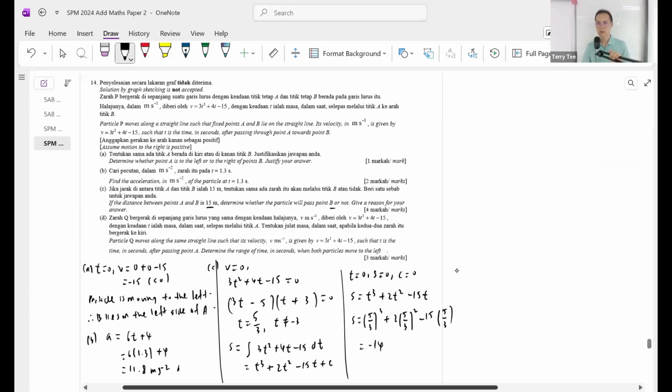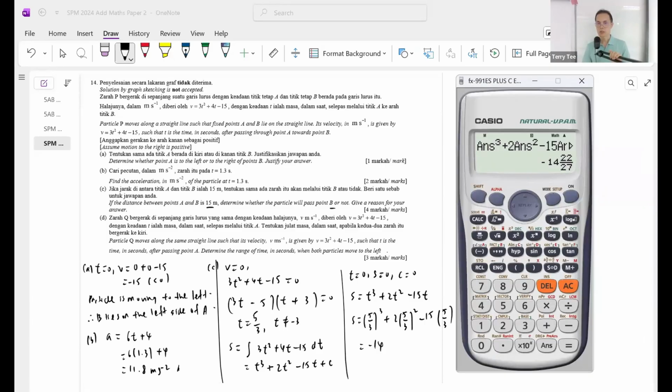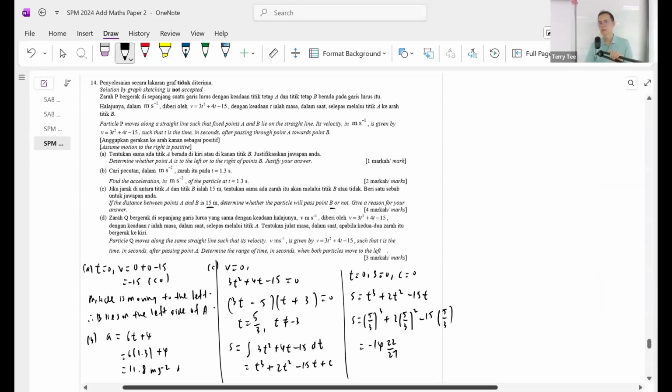Maybe I change to this. Negative 14 and 22 over 27. Now, is this distance? So the distance traveled before it stopped, I call it maximum distance, is 14 and 22 over 27. Is it more than 15, less than 15? Less than 15, right? So that means it can never reach point B.